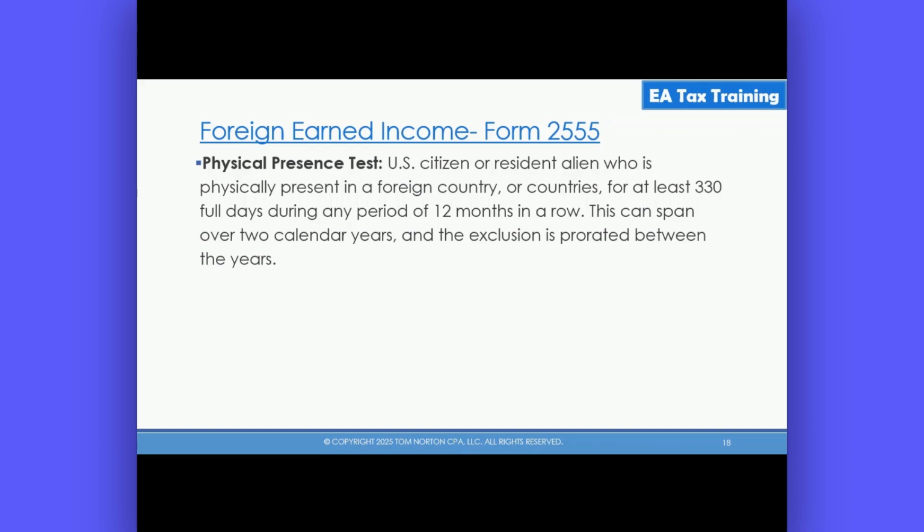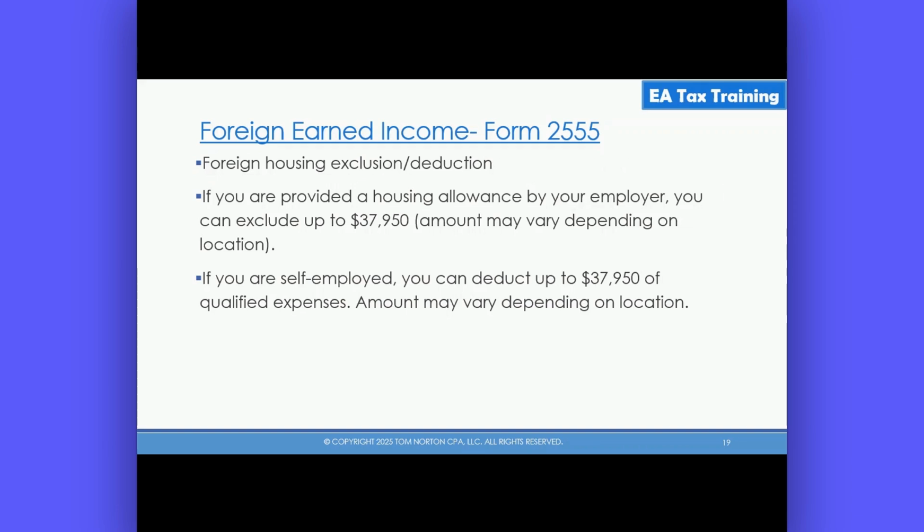And if you do that, then you will get part of the earned income exclusion in one year and part of the earned income exclusion in the other year if it crosses a calendar year. So in other words, maybe you met this criteria from August 1st of 2024 through July 31st of 2025. Then you would get part of the exclusion for your 2024 tax return and part of the exclusion for your 2025 tax return. Now let's talk about the foreign housing exclusion or deduction.